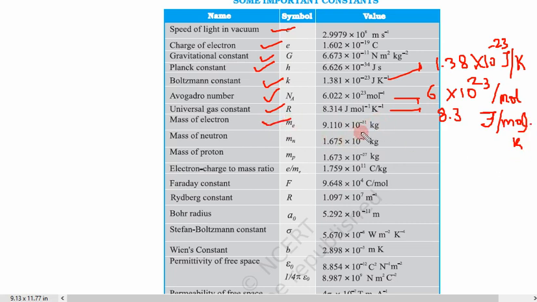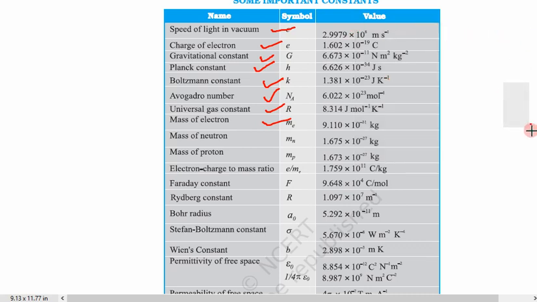Mass of electron, this is also very commonly used. So what is the mass of electron? 9.1 into 10 to power minus 31 kg. This is very important.